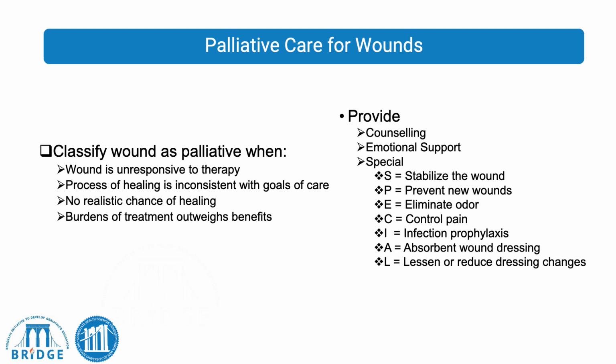So what is recommended in the setting of palliative wound care? 1. Provide counseling. 2. Provide emotional support. And 3. Apply the guidelines of the following mnemonic. 1. Stabilize the wound. 2. Take measures to prevent new wound formation. 3. Eliminate odor. 4. Control pain. 5. Control and prevent infections. 6. Utilize absorbent wound dressing. And 7. Lessen or reduce the frequency of dressing changes.